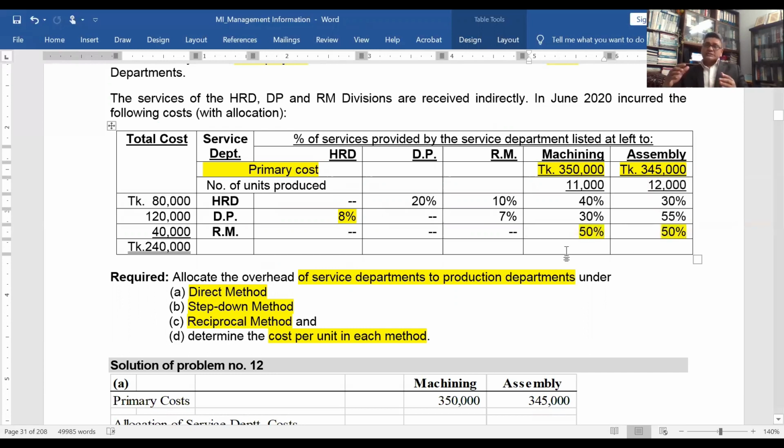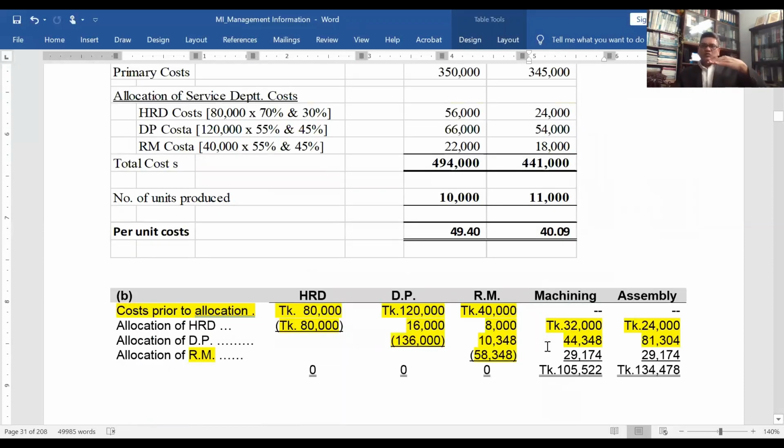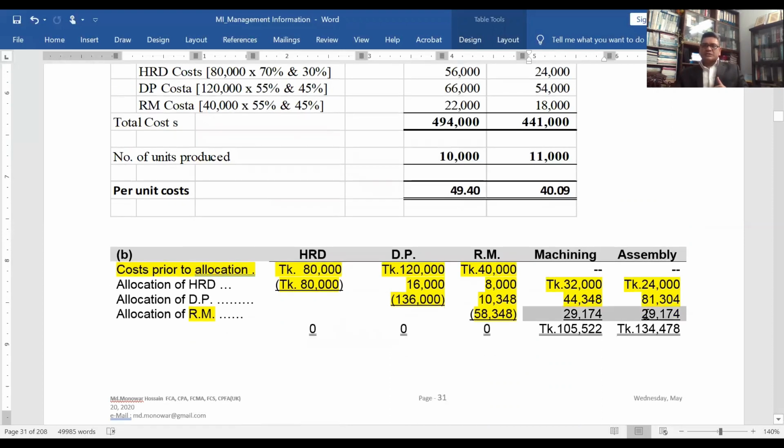Otherwise, it goes that way, because we have to close the service department, because HRD and DP allocation are closed. Now we are closing the risk management department. So 50% and 50% here. So no cost remains in the service department. All goes to the production department.